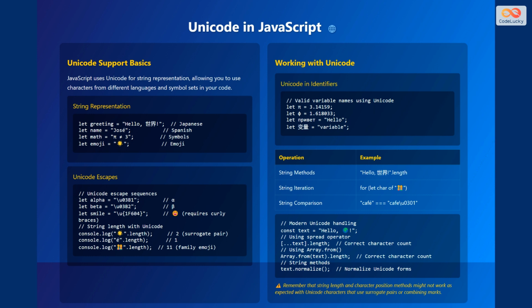However, string length and character position methods may not work as expected with Unicode characters that use surrogate pairs or combining marks. On the left, we see string representation and Unicode escapes, and on the right we see Unicode used in identifiers and tables showing how string operations are applied to them. Always make sure you handle Unicode characters properly using modern approaches.